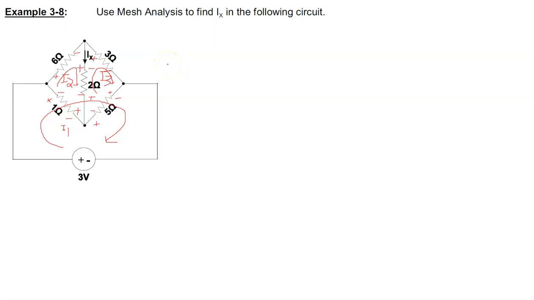Our next step is to write our mesh equations. Start with mesh 1, lower left-hand corner. We go around our loop, and it comes to the 1 ohm, which is a shared resistor. On the I1 side, we have negative 1 times I1. On the I2 side, it's a rise, so it's plus I2.